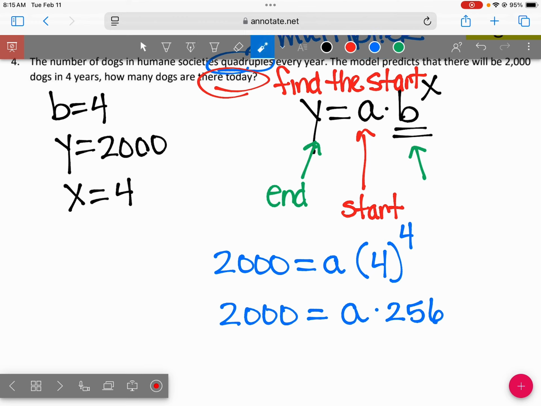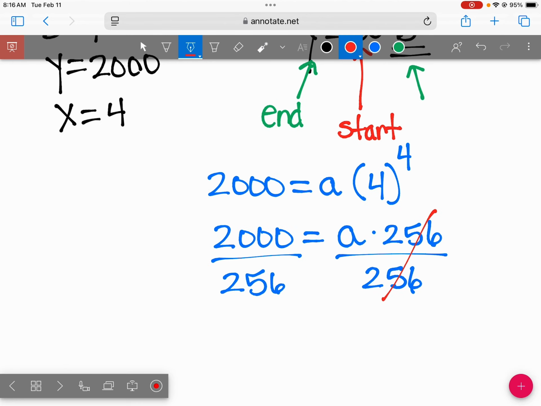Now to solve for A, we have to do the opposite of multiplication, which would be to divide. Now we will get a decimal, but because we're talking about an animal, people, objects, we always round to a whole number. So use your calculator and take 2,000 and divide it by 256. And Babacar, what did you get? What's 2,000 divided by 256?